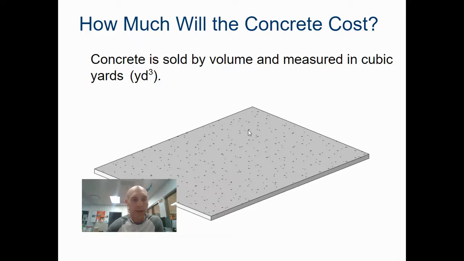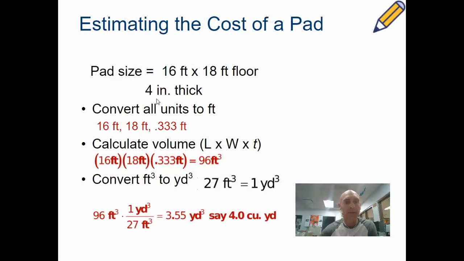So what would the volume of this concrete pad be? Well, if you had a pad size that was 16 feet by 18 feet and 4 inches thick, then you would convert everything to feet. So I put a little pencil mark here. You can pause this if you need to. Just showing you how to calculate this. We want to convert everything to feet. 4 inches is 0.333 feet. We multiply them all together, you get 96 cubic feet.